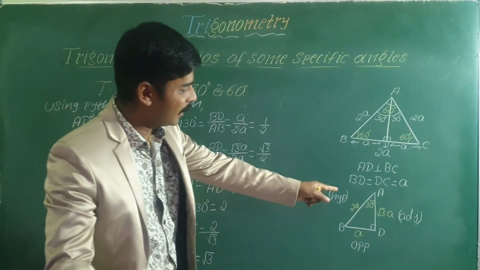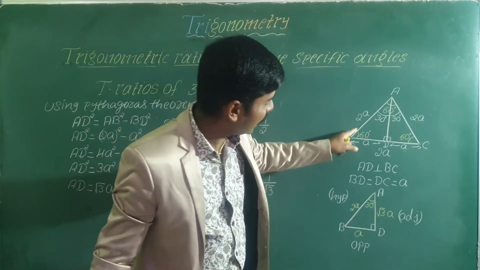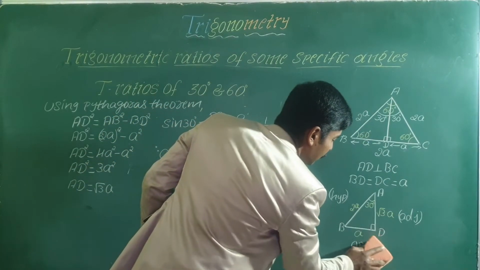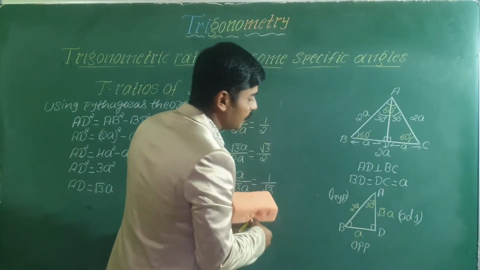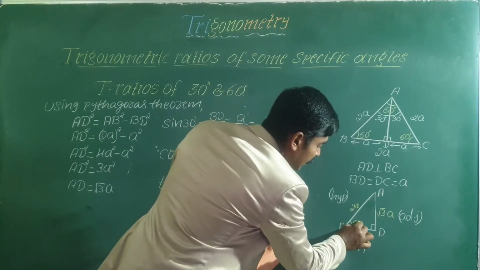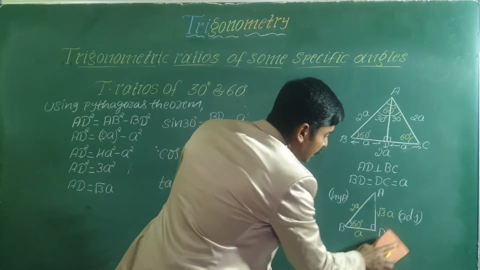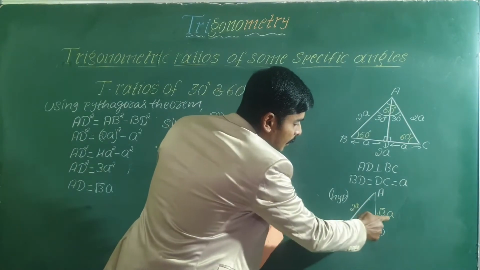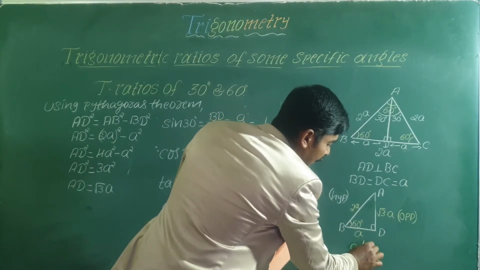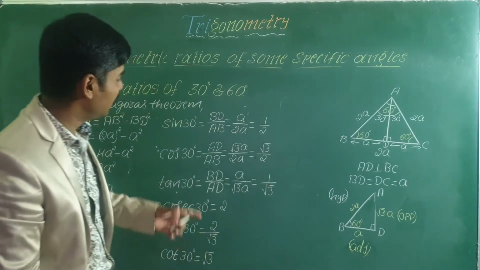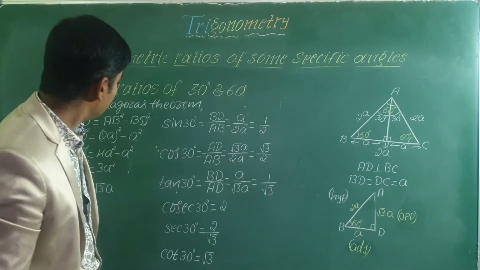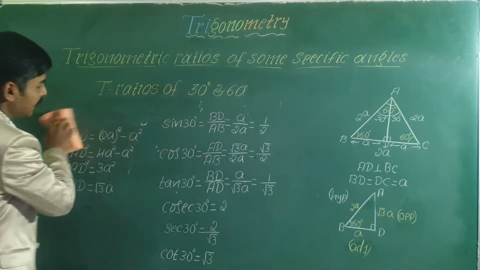Next, we will find for 60 degree. In the same right angle triangle, you see angle B is 60 degree. We'll take this angle. This is 60 degree. With respect to this angle 60, this will become the opposite side and BD will be the adjacent side. Now you can write sine 60, cos 60, tan 60. Once you write these three, the remaining three can be written. I'll write here.